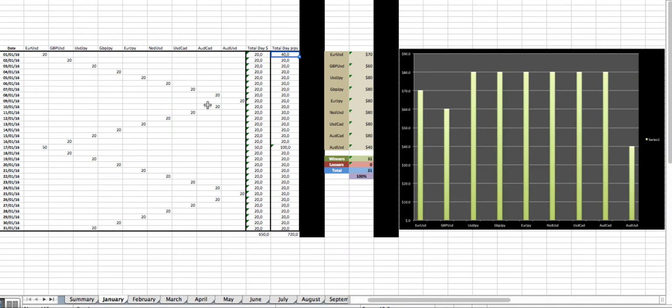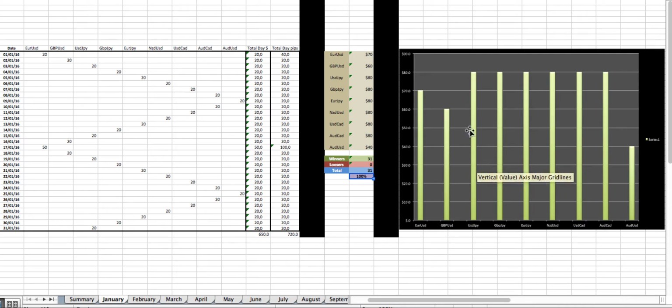So the sheet will calculate, like I said, each pair right here. You have the euro dollar. This is my portfolio. Of course, you can change this into whatever your portfolio is. You will get the dollar amount right here. You will get the dollar amount per day right here, and the total dollar amount per pair right here. You will get the winners, the losers, and the totals per month inside each month, and you will get the percentage as well.